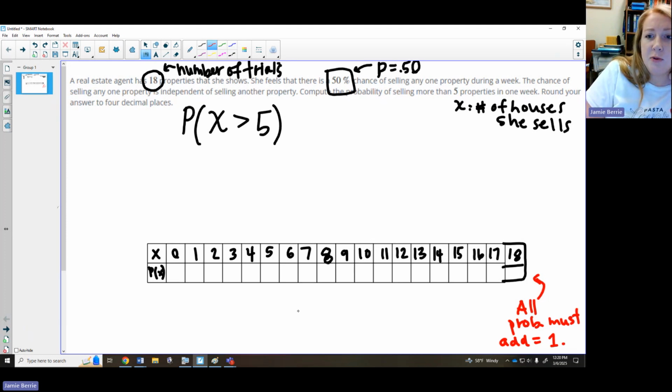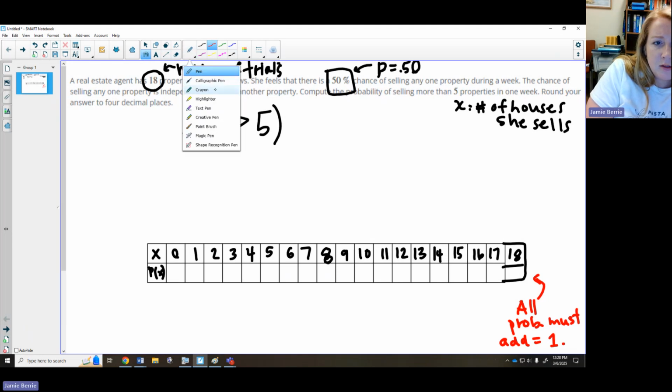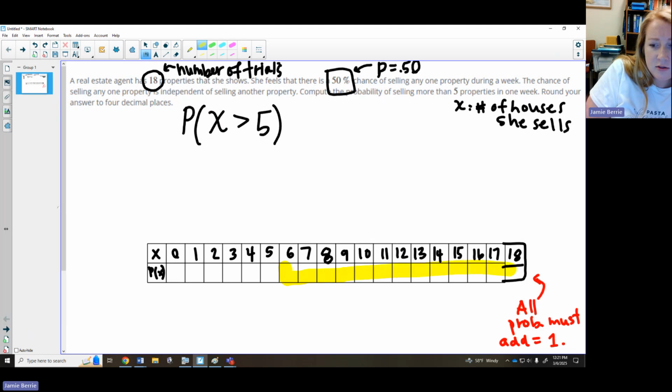All right, so we're supposed to be finding the probability that she sells more than 5. That would be the probability that she sells 6, 7, 8. Actually, let me highlight those instead of drawing in them. Just going to highlight those squares instead of drawing inside of them. Okay. So more than 5, that would be all of these. So this would be the probability that she sells more than 5. She could sell 6, 7, 8, 9, 10, all the way to 18.